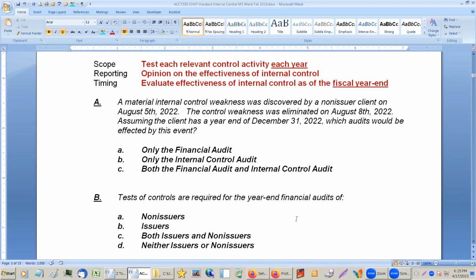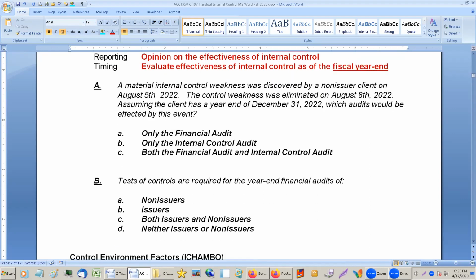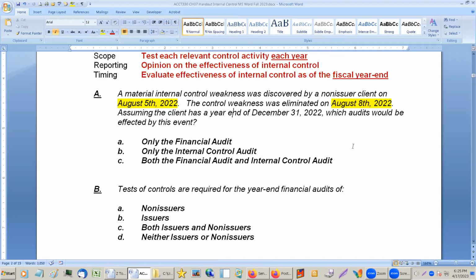Let's go down here. A material internal weakness was discovered by a non-issuer client on August 5th, 2022. Let's make that yellow. The control weakness was eliminated on August 28th. So which year in which audits would be affected by this event? The financial one? Yep, only the financial one.